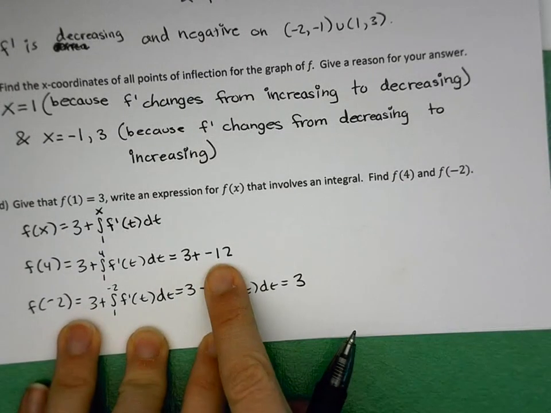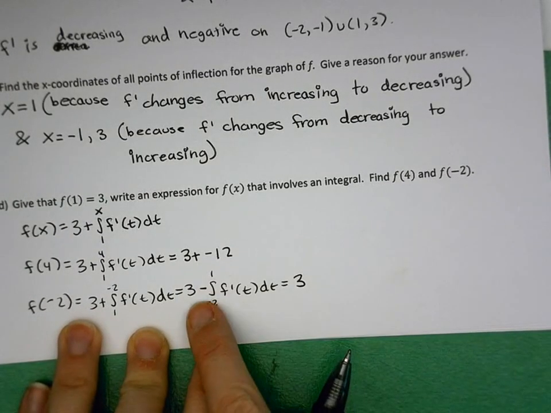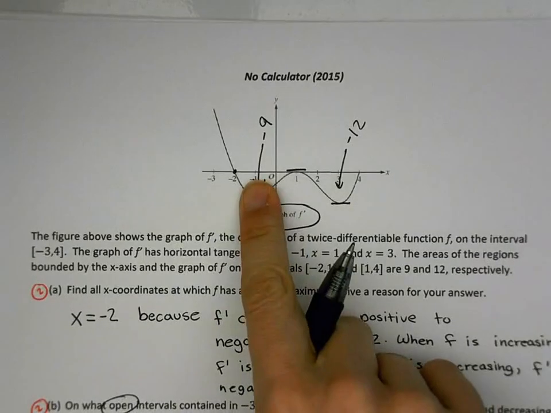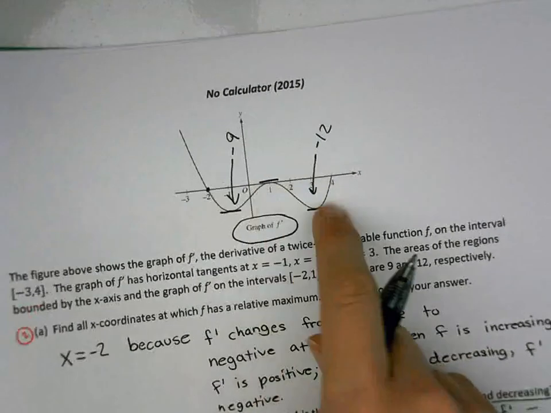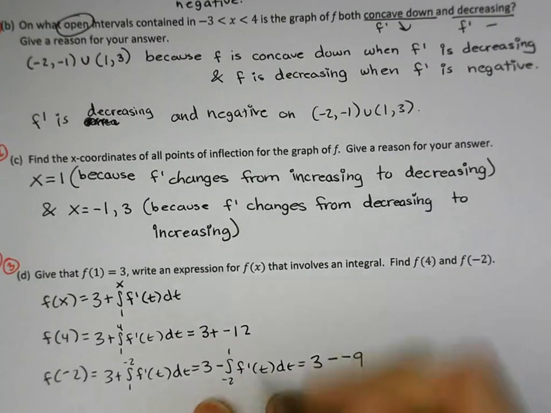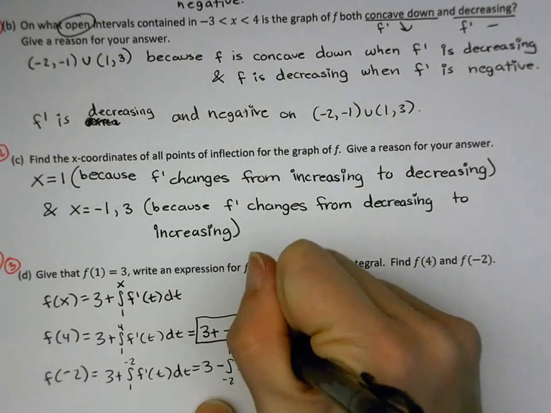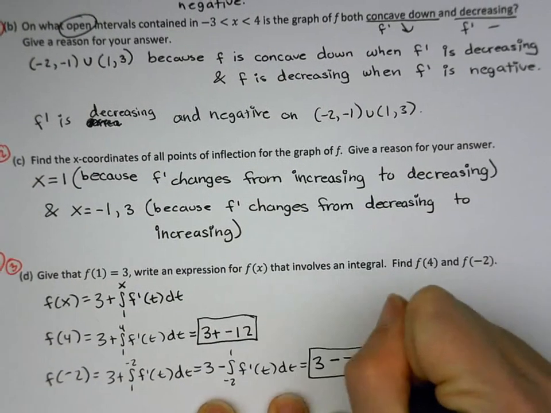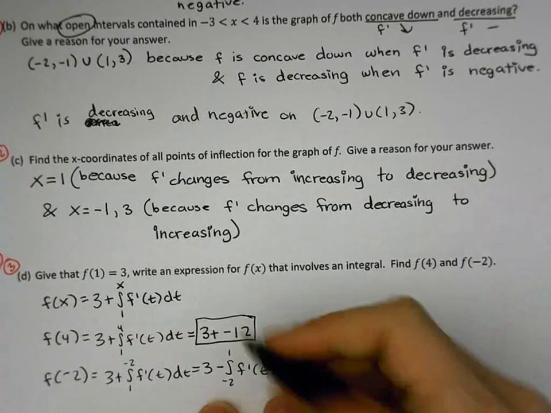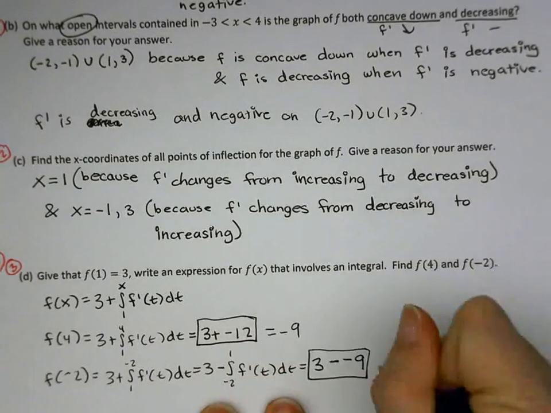For this bottom one, we have 3 minus the integral from -2 to 1. Well, -2 to 1 was -9. And so this is going to be 3 minus -9. A reminder that you do not have to simplify, so you are allowed to leave it there if you want. 3 plus -12, though, if you want to simplify it, is -9, and 3 minus -9 is 12.